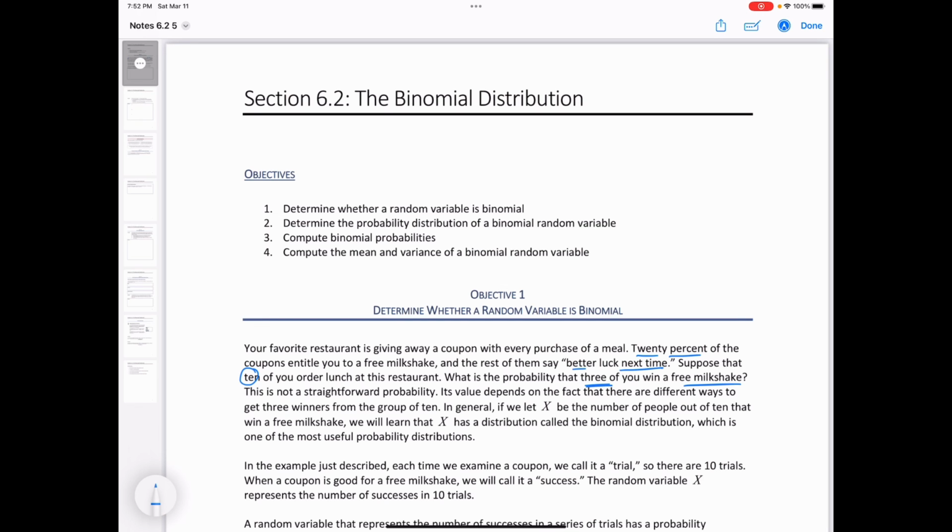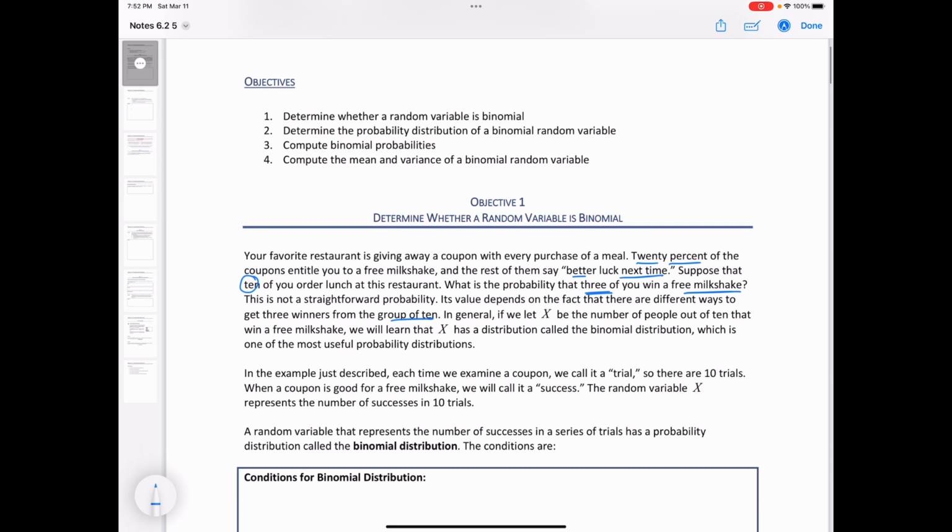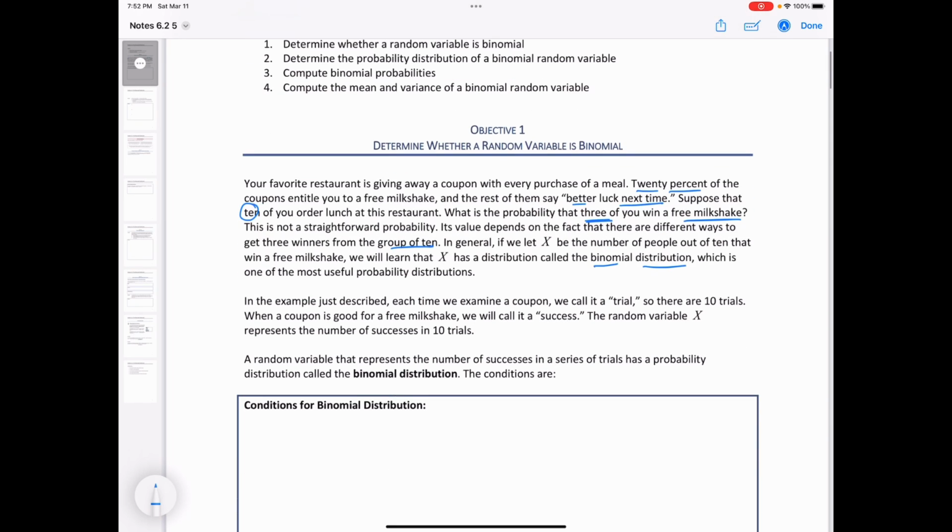This is not a straightforward probability. Its value depends on the fact that there are different ways to get 3 winners from the group of 10. For example, the first 3 people might win, or the next 3 people, or the first 2 people and the last person. There's a whole bunch of different possibilities. That's what makes it not straightforward. In general, if we let X be the number of people out of 10 that win a free milkshake, we will learn that X has a distribution called the binomial distribution, which is one of the most useful probability distributions.